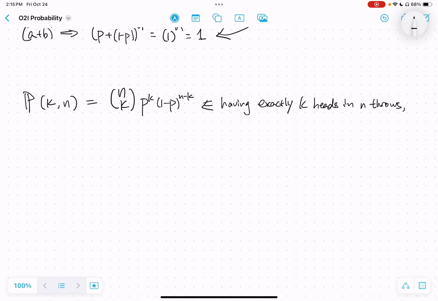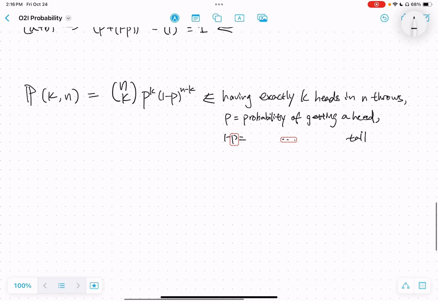Remember that p equals the probability of getting a head, and then 1 minus p equals that of getting a tail.